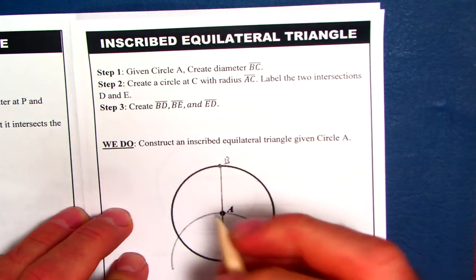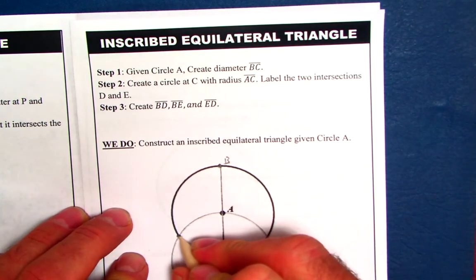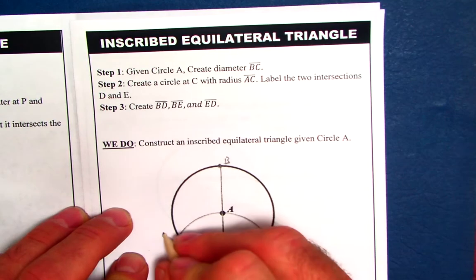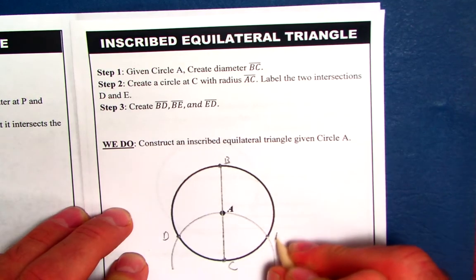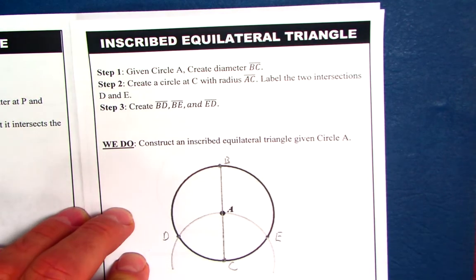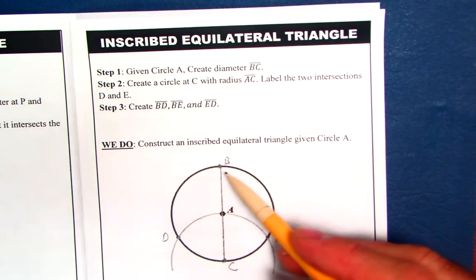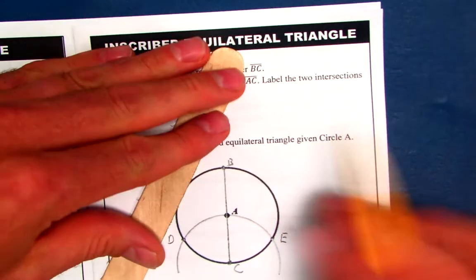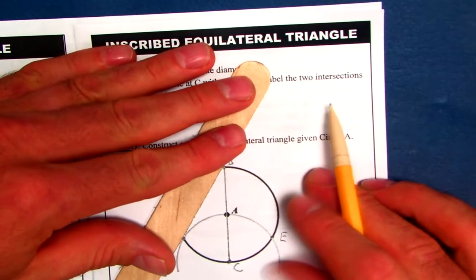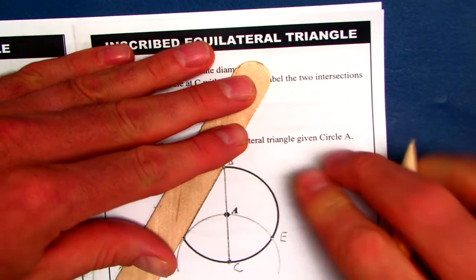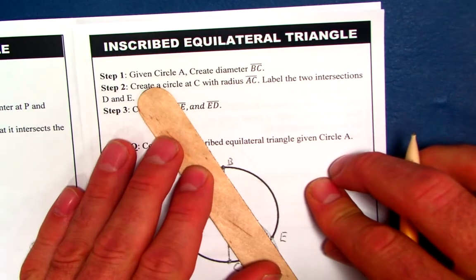Again, what's happened is we've created two new points, and we're going to call those D and E. Those two points are both equidistant from point B. So again, we're just going to connect the dots, and we're going to have an equilateral triangle.